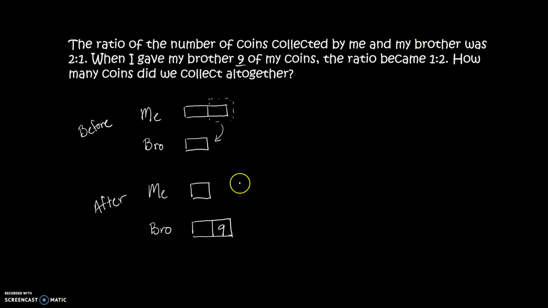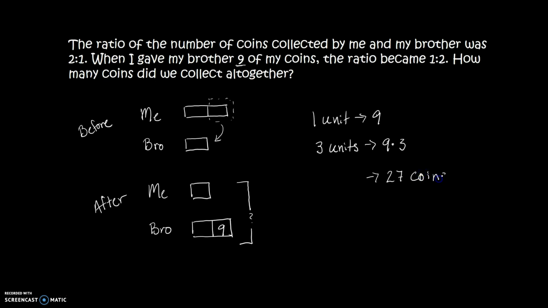How many coins did we collect altogether? So this is what we want to know. All right, well, this is fairly easy, right? Because we already know that 1 unit equals 9 coins, and I just want to solve for 3 units. So 3 units equals 9 times 3, which equals 27 coins. So my brother and I have 27 coins altogether.